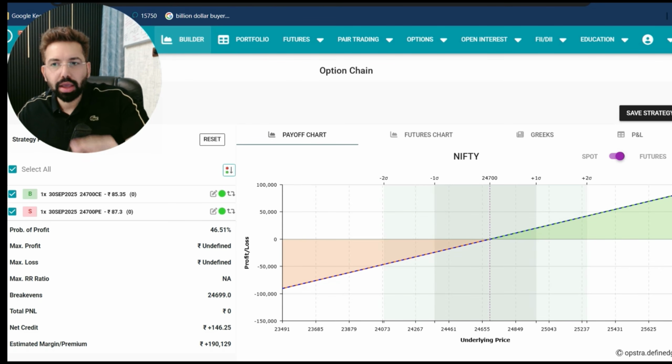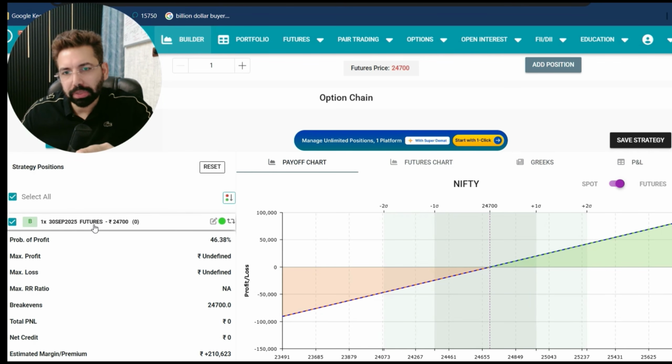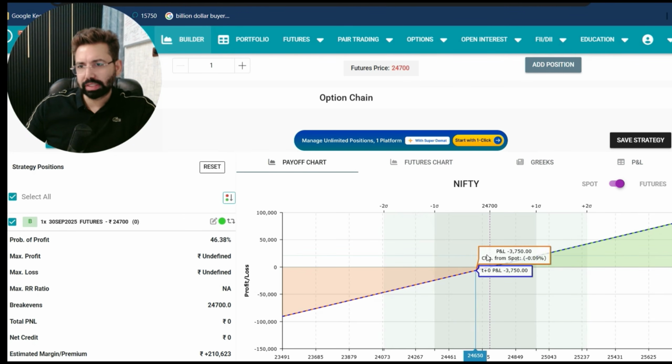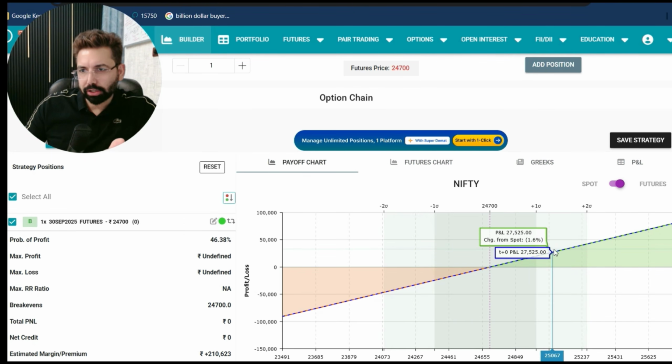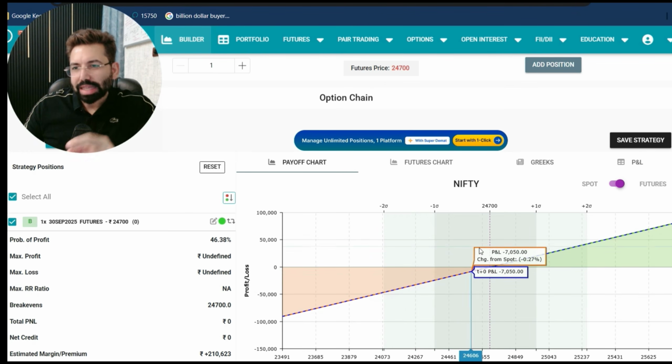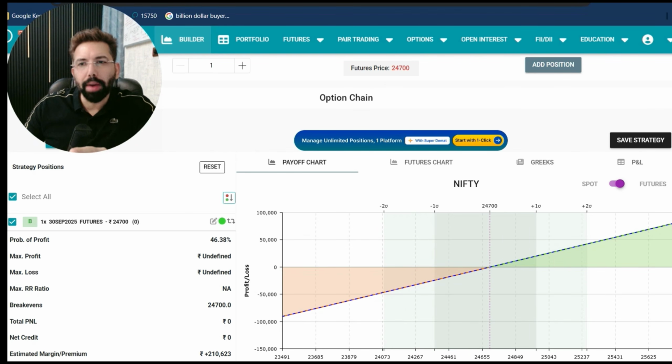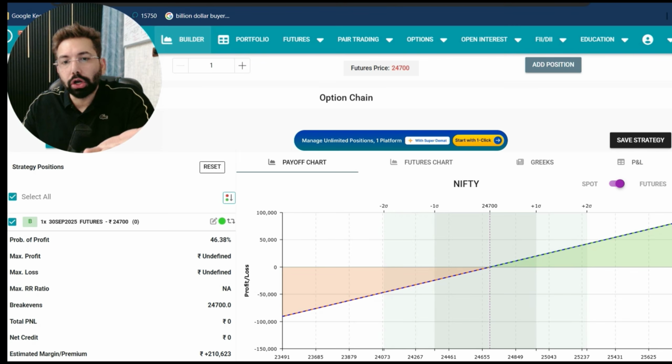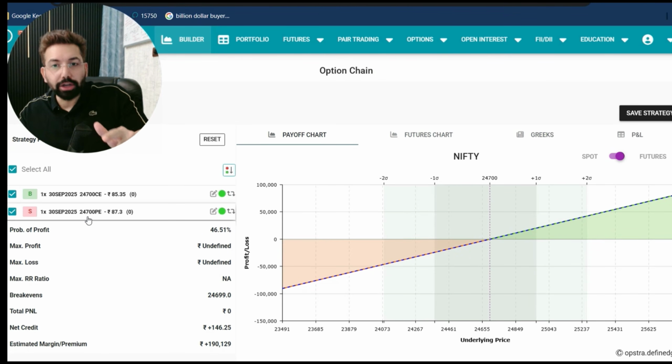Let's compare it with the payoff of the future, how that looks. Now here, if we just simply long the future, it's going to tell you that if the market goes up, it's going to be green. If the market goes down, it's going to be red. We are mimicking the exact same movement, not by playing the long future, but by longing the call and shorting the put.